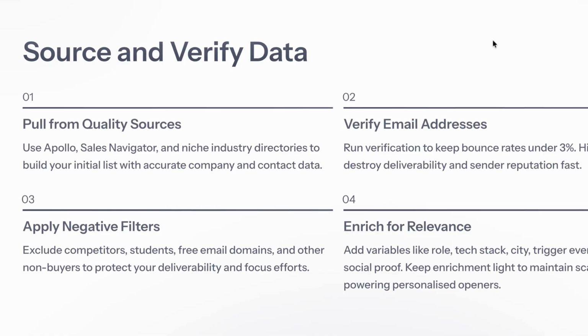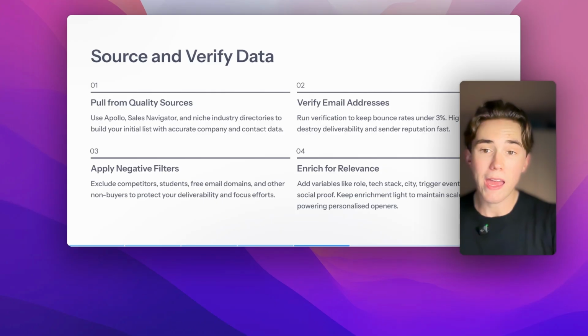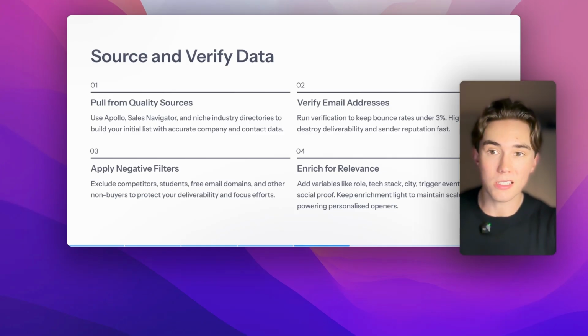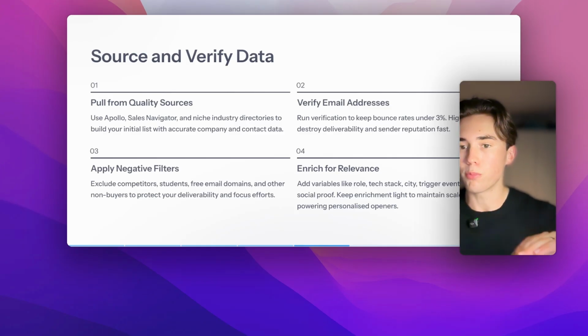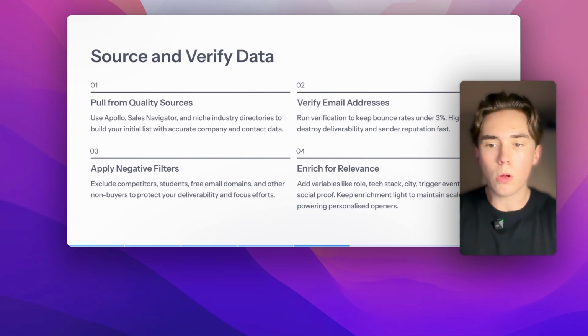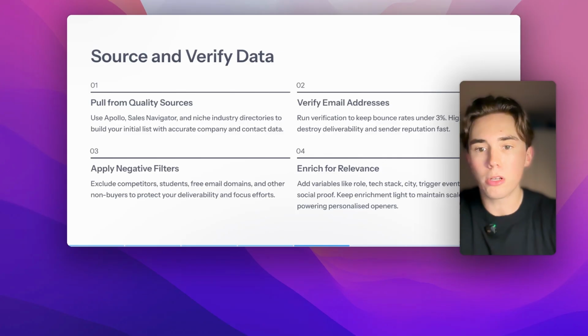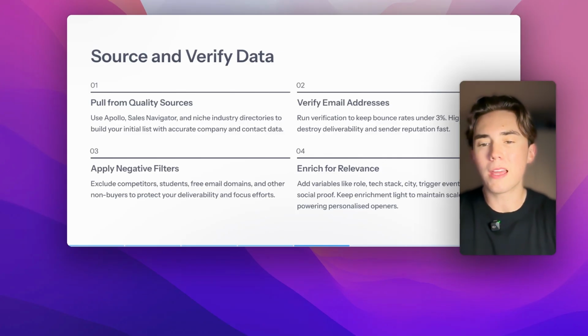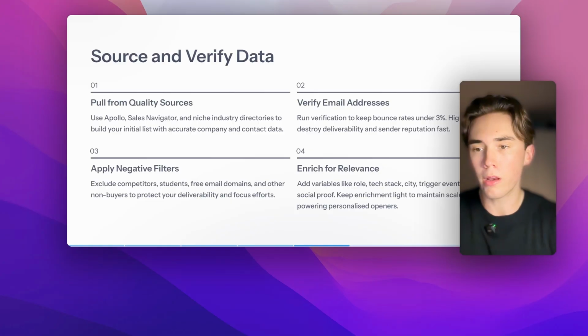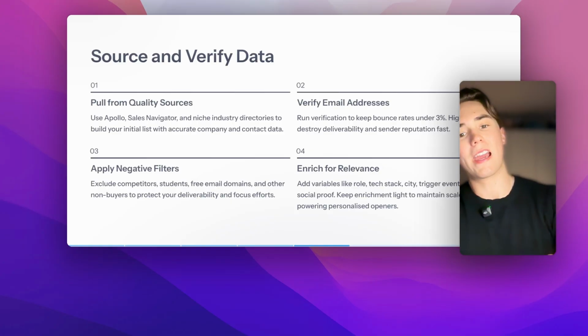Then you've got your data, right? So your source, and need to verify. So obviously verification of data is a completely separate thing, but that's sort of standard protocol. You have to verify your data before running it. And I would just recommend using quality sources, right? So use sources like Apollo, Sales Navigator, or any niche industry directories, right? So let's say as an example for ecom, you're going to be looking at Store Leads, but just build that with accurate company and contact data. Don't buy it off of someone's old list or use inaccurate data, right?